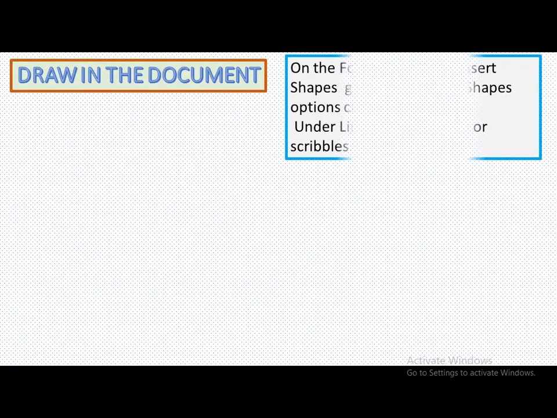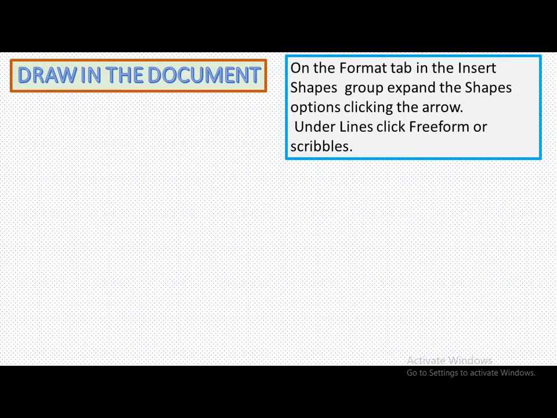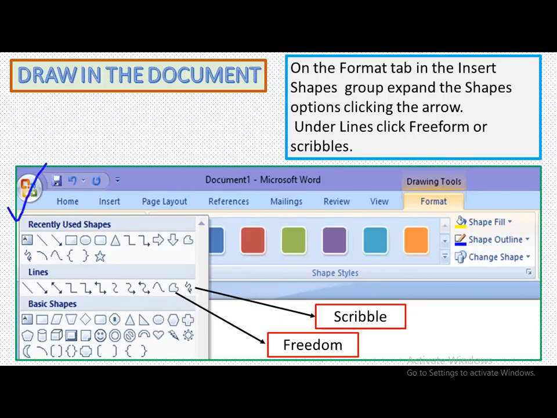Drawing in the document. On the Format tab in the Insert Shapes group, expand the Shapes option by clicking the arrow. Under Lines, click Freeform or Scribble. Look at this picture, children.